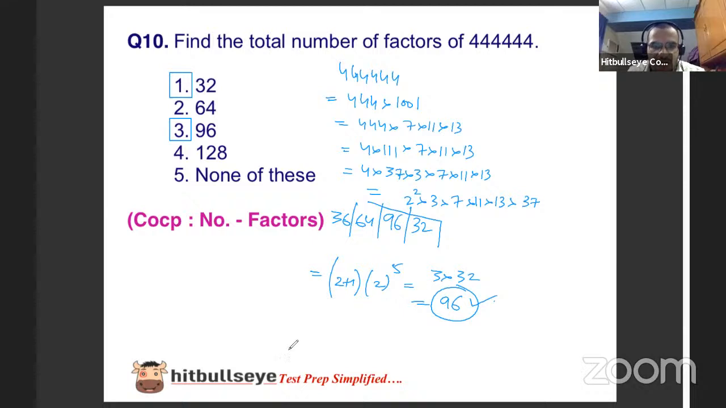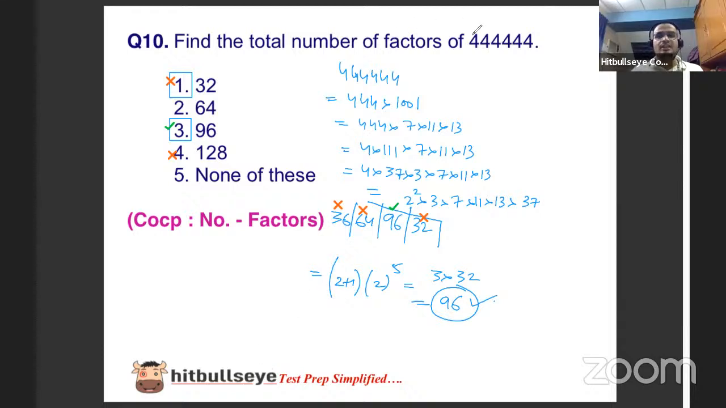Good, Smehan, you got it right. Third option is the right answer. Not first, not fourth, not 36 or 32. 96 is the right answer. Clear, everyone?